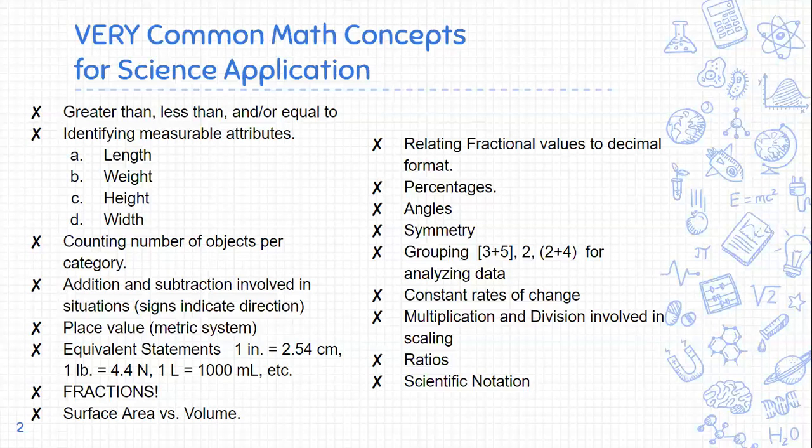And then constant rates of change is a huge one. This is something that we start developing right from the beginning in elementary school, whenever we learn to count by 2s or to count by 5s or to count by 4s. And so we'll start off with an example on constant rates of change on the next slide. Multiplication and division involved in scaling things, so dilating things up like in geometry class or shrinking them down to a smaller size. Ratios are huge, as I've mentioned probably 5 times on this one slide.